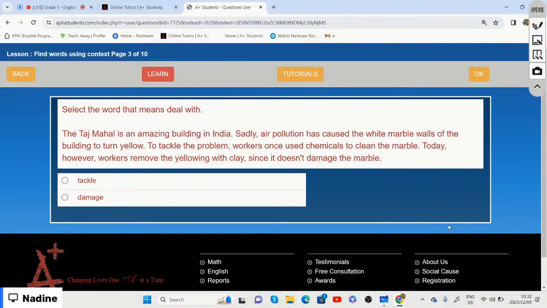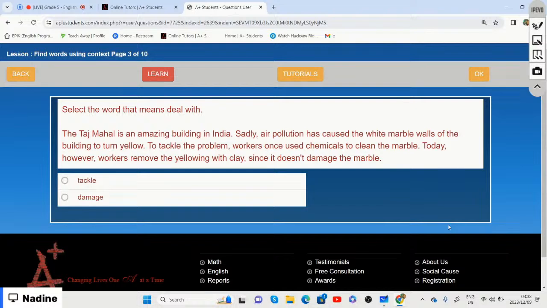The Taj Mahal is an amazing building in India. Sadly, air pollution has caused the white marble walls of the building to turn yellow. To tackle this problem, workers once used chemicals to clean the marble. Today, however, workers remove the yellowing with clay since it doesn't damage the marble.